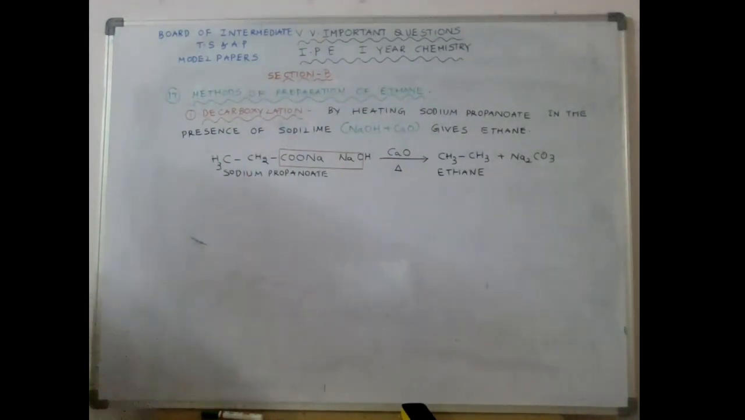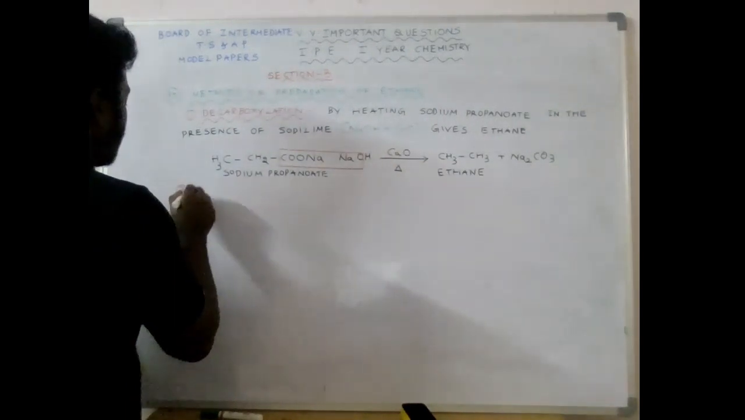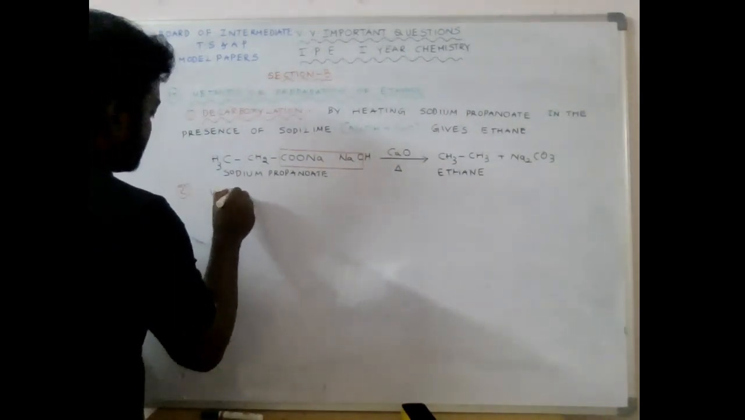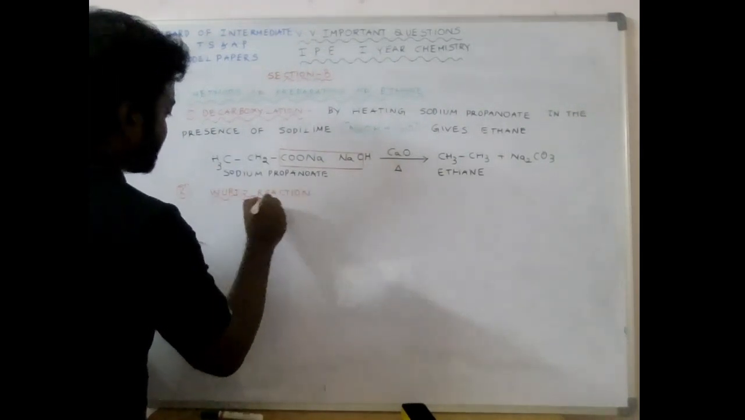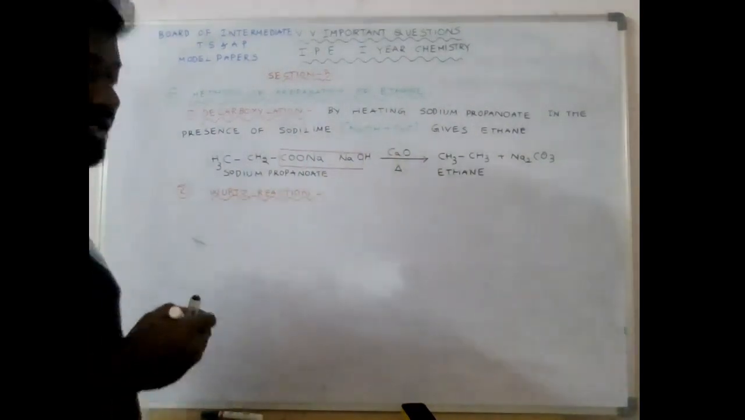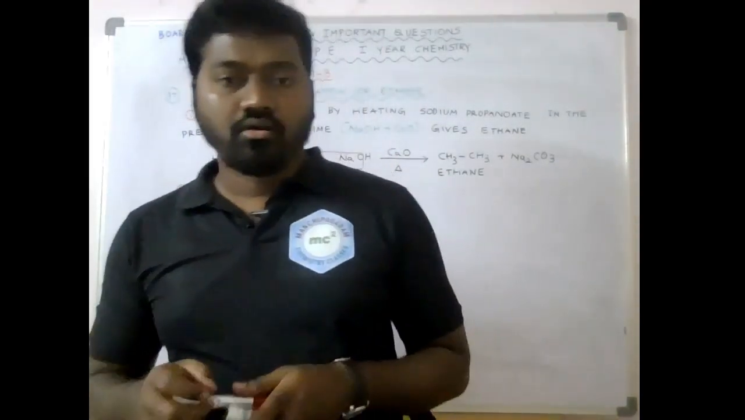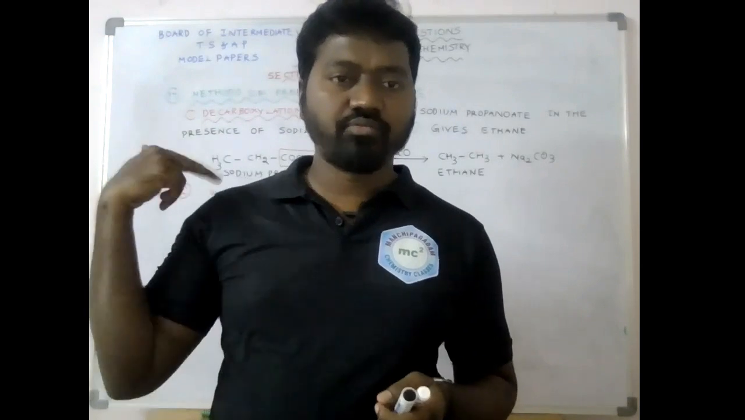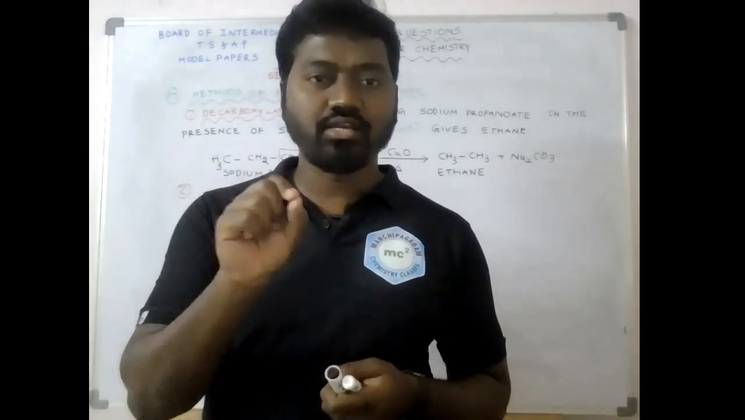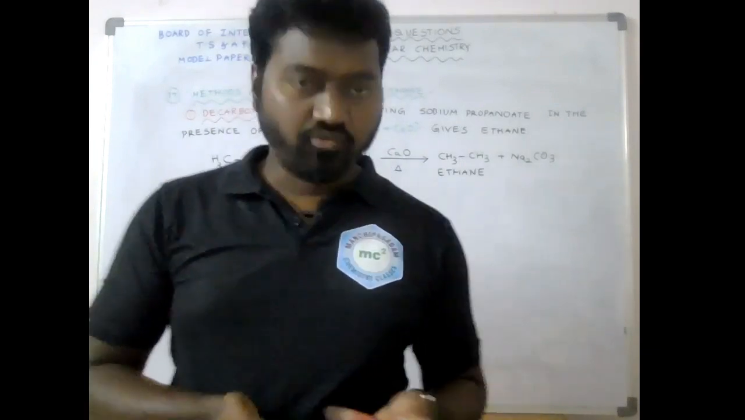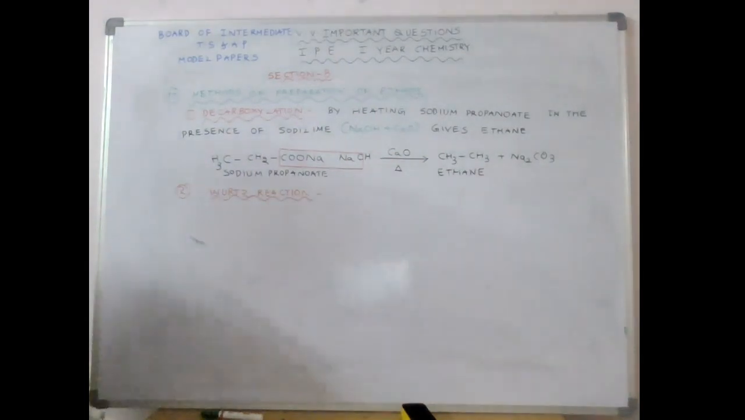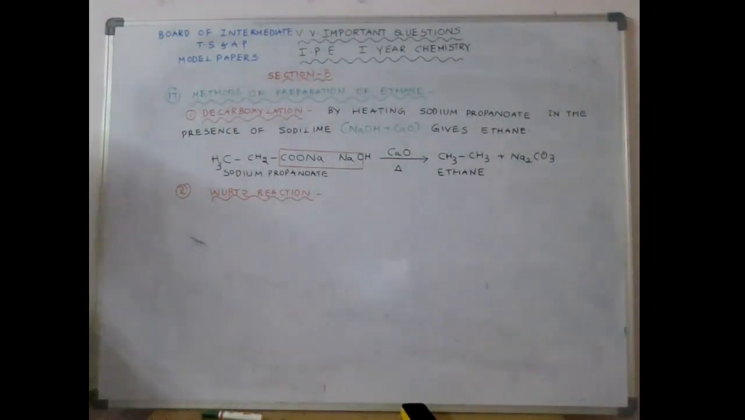Okay, the second one is Wood's reaction. These questions may not come as it is in the main exam. But here they may give 2 marks from these 4 marks, like what is decarboxylation or what is Wood's reaction. 4 marks may come in the form of 2 marks, 2 marks may come in the form of 4 marks, 8 marks also may come from 4 marks or 2 marks. Anyway, if you learn them, definitely you may get marks.